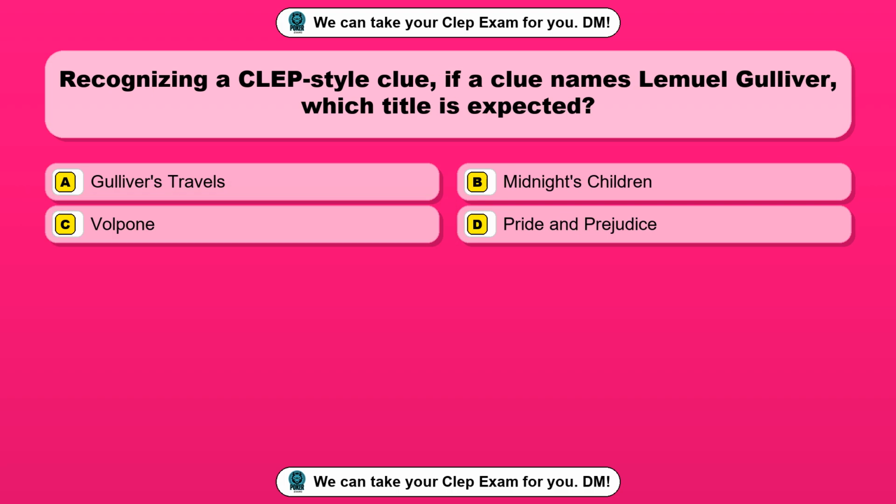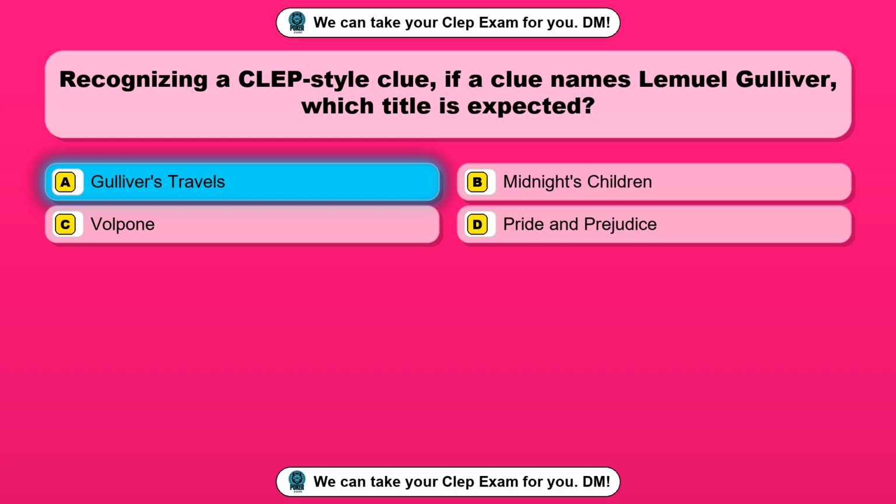Question 95. Recognizing a CLEP-style clue, if a clue names Lemuel Gulliver, which title is expected? Option A, Gulliver's Travels. Option B, Midnight's Children. Option C, Volpone. Option D, Pride and Prejudice. The correct answer is option A.